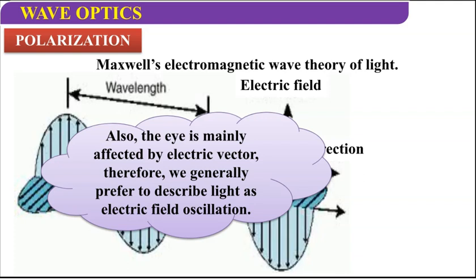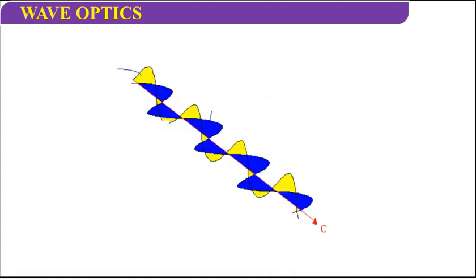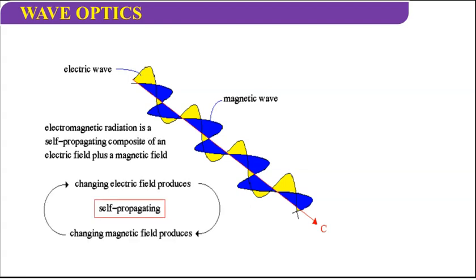Also, the eye is mainly affected by the electric vector. Therefore, we generally prefer to describe light as an electric field oscillation. It has an electric wave and a magnetic wave. Electromagnetic radiation is a self-propagating composite of an electric plus magnetic field. A changing electric field produces a changing magnetic field, and a changing magnetic field produces a changing electric field. These are self-propagating.